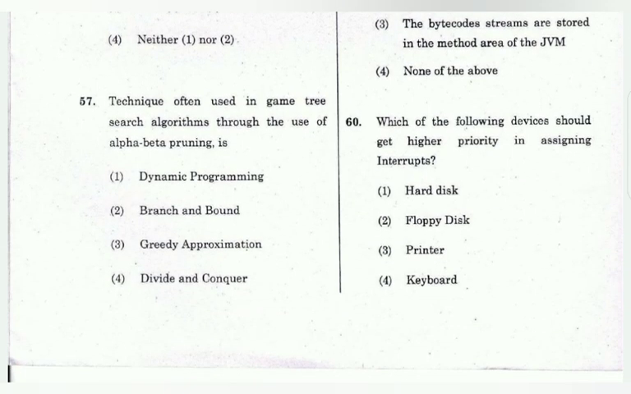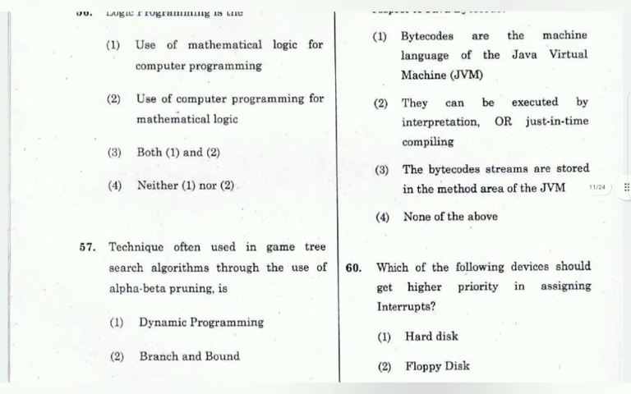Which technique is often used in game tree search algorithms through the use of alpha-beta pruning? Alpha-beta pruning is an optimization technique used in the minimax algorithm on the game tree. Pruning means cutting. It prunes or eliminates unnecessary branches to speed up the search process. So branch and bound is the correct paradigm for pruning unwanted states. So option 2 is the correct answer.